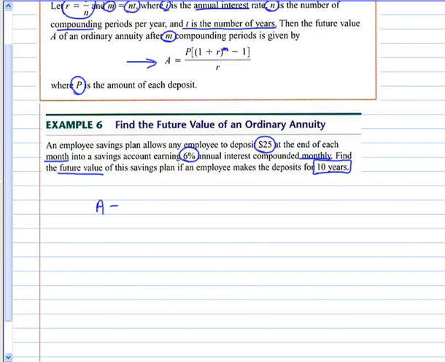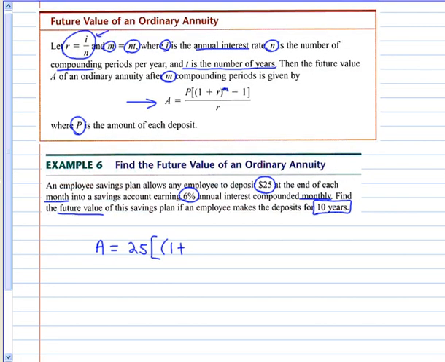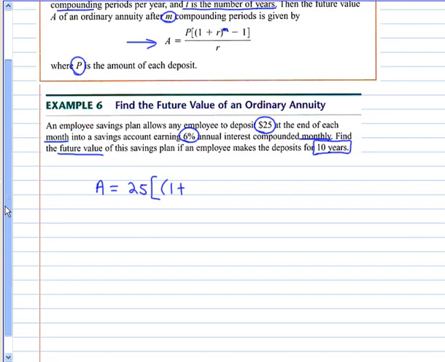Filling in the values up there. A equals P. How much are we putting in? We're just putting in $25. You better put in more than that if you're planning on retiring, but that's all right. Times, and then we have in parentheses 1 plus R. Now how are we going to get our R? We're going to have to take the annual rate and divide by the number of times a year we're doing this. Annual rate, 6%, needs to be written as a decimal, 0.06.